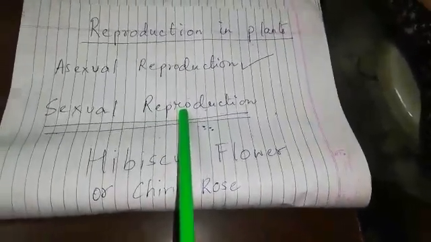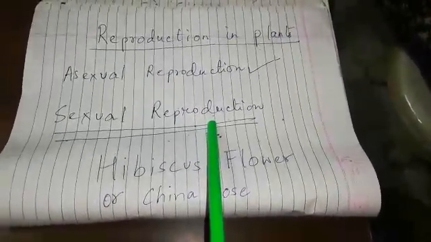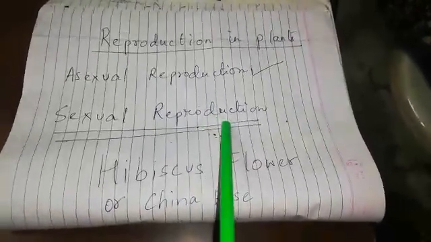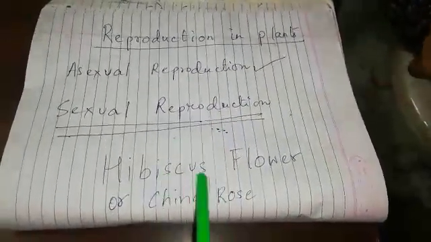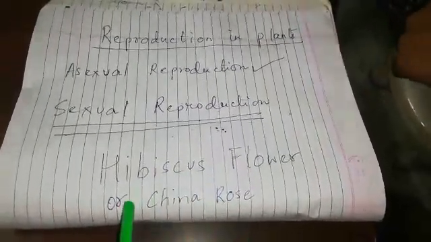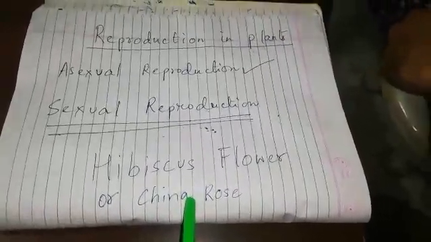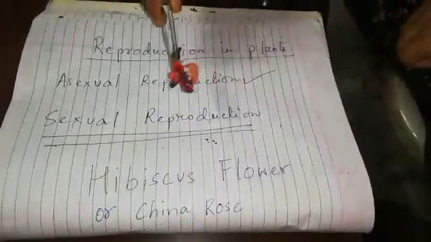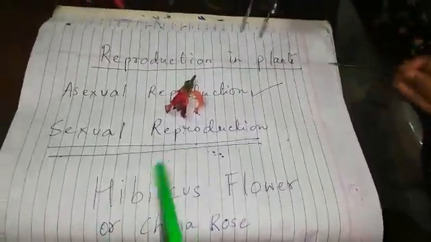Now, which flower? The flower that has both the male and the female part is called a bisexual flower, and the flower that contains only male or only female part is called a unisexual flower. I have taken a bisexual flower, the hibiscus flower, or commonly China rose. Now I'll talk about the four whorls of the flower, which are in your chapter. The diagram is also there on page 21 of your book.